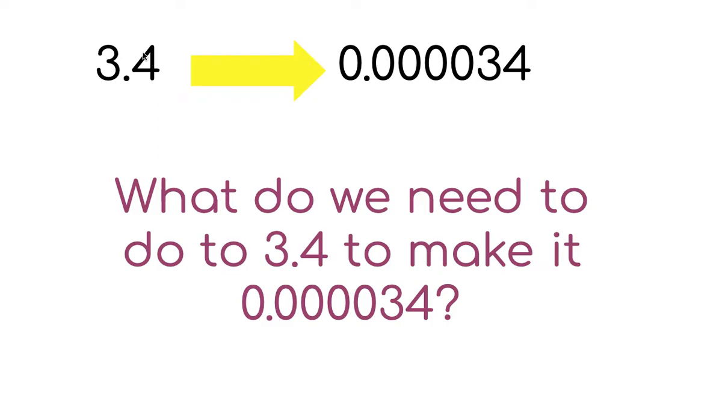Now what would we do to 3.4? Think of that yellow arrow there. What would we do to it to get it to this small number? How would we make 3.4 smaller to get to 0.000034? What operation would you perform? What math would you do? Pause the video and talk to your peers.